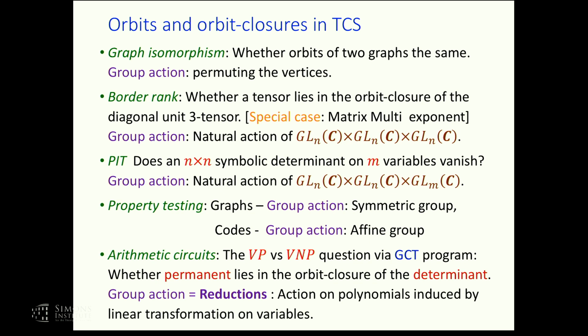And you'll hear a lot in the next talk, and also later, how in the study of arithmetic circuits, or the VP versus VNP question in the GCT program, the question really is whether the permanent polynomial is in the orbit closure of the determinant of appropriate size, and the group action is again the same. We act linearly on the variables, right? And it moves these polynomials about, and this is a group action.